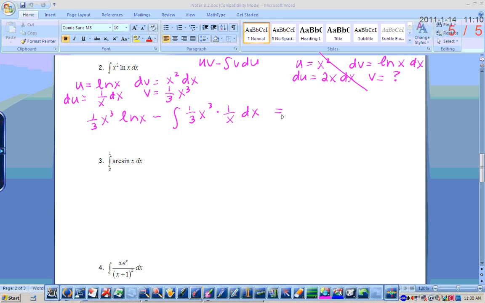Now, 1/3 x cubed times 1 over x looks a little bit complicated to integrate right this second, but how could I rewrite it? Yeah, 1/3 x squared. All right, how do I integrate 1/3 x squared?